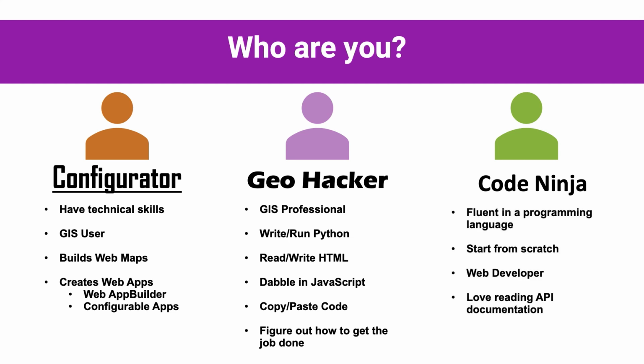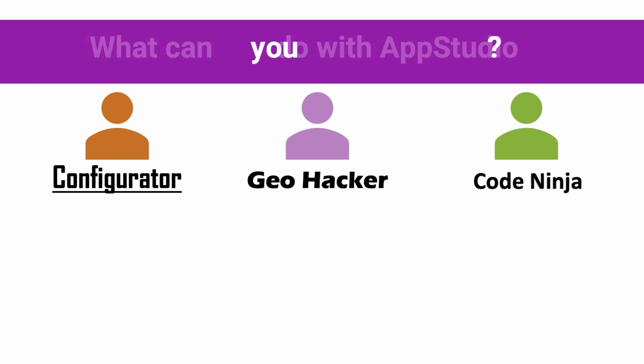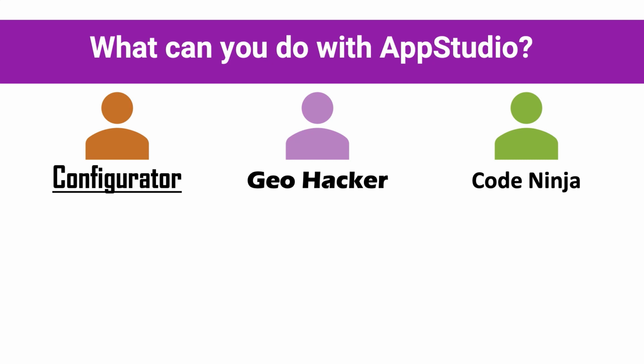And then we have a code ninja. So someone who's fluent in at least one programming language. They often prefer to start from scratch. They might be a web developer, and they really just love reading API documentation and getting into app development. So think about where you might fall in this app user persona. And now let's talk about what you can do in AppStudio based on these.